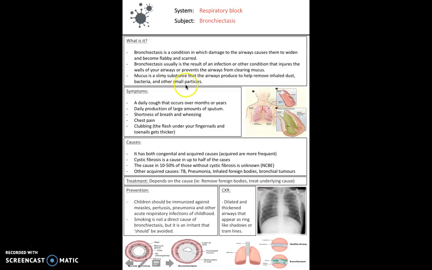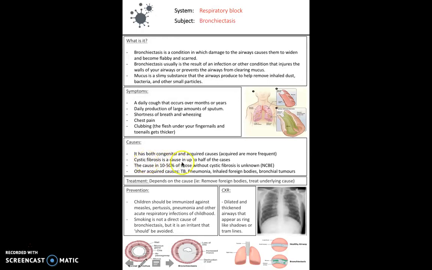Moving on, we looked at bronchiectasis, which essentially is damage to the airway, causing it to widen and become scarred. It is usually a result of an infection or another condition that injures the walls of the airways and prevents the airway from clearing mucus like it should. As a result, the symptoms that develop are a daily cough, which is persistent and won't go away over months or years. You have daily production of large amounts of sputum, shortness of breath and wheezing, chest pain, and potentially clubbing of the fingers as well.